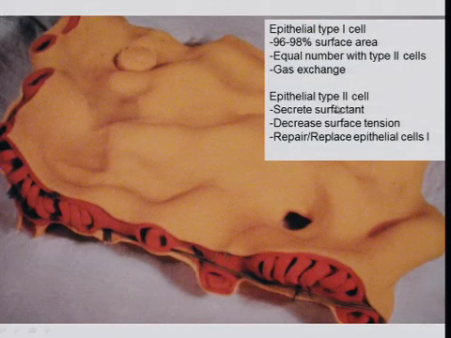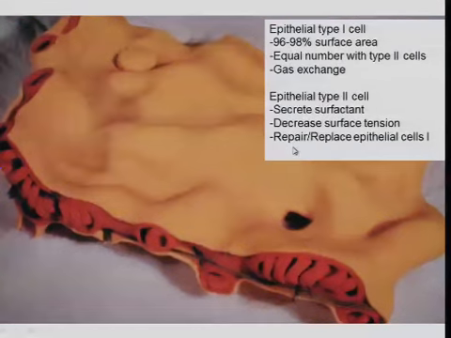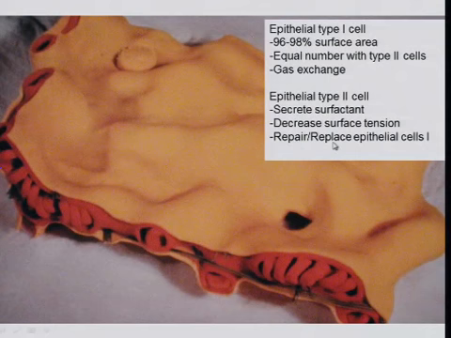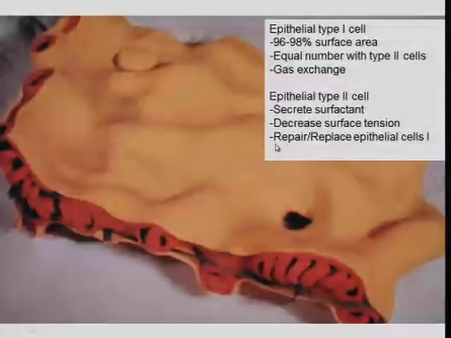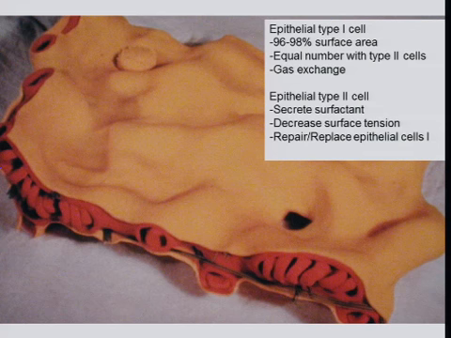So also back to the type 2 cells, they secrete surfactant, which decreases surface tension, but also the type 2 cells are important for repair and replacement of epithelial type 1 cells. They're considered a progenitor cell for type 1 cells. So if we have lung injury, the epithelium gets damaged, it's the type 2 cells that will differentiate to type 1 cells and replace them. So the type 2 cells also serve a very important function with that regard.